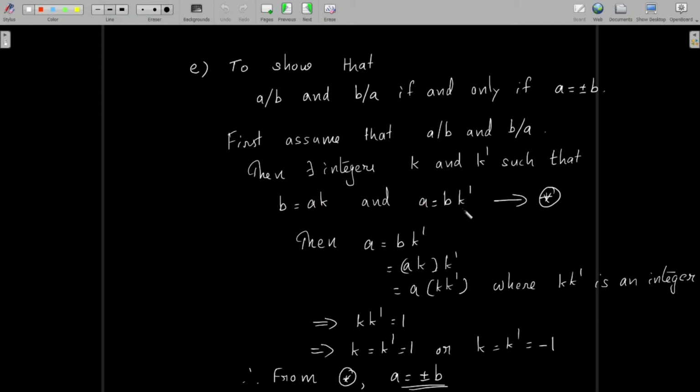Similarly here also k dash equal to minus 1 means that a equal to minus b. So in both the cases a equal to plus or minus b. Therefore if a divides b and b divides a, then a equal to plus or minus b.